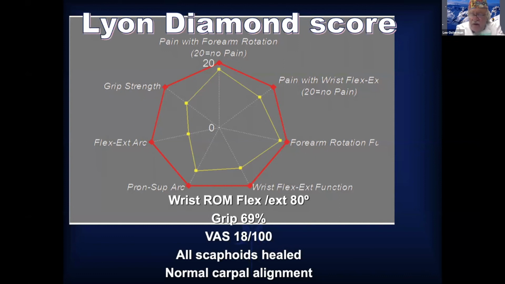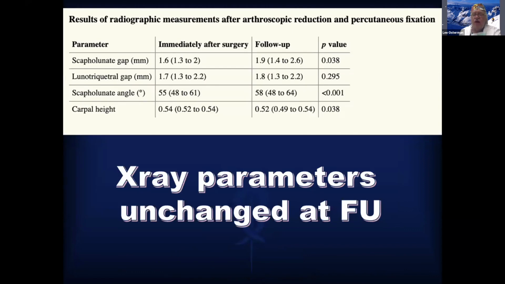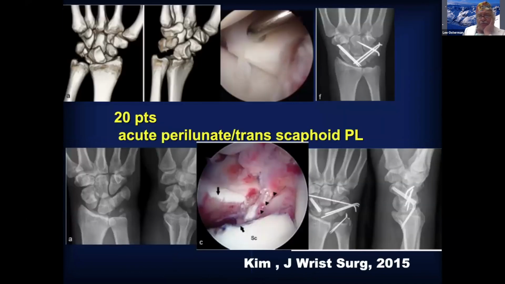So not perfect, but overall reasonable wrist motion, good VAS scores in terms of pain, reasonable grip strength, all the scaphoids healed. And at follow-up at roughly 3 years, they had normal carpal alignment without evidence of arthritis and no revision surgery. So I think, again, this is where we ought to be thinking, and this is some of his X-ray parameters showing where they were right after the surgery, where they were hours down or years down the road.